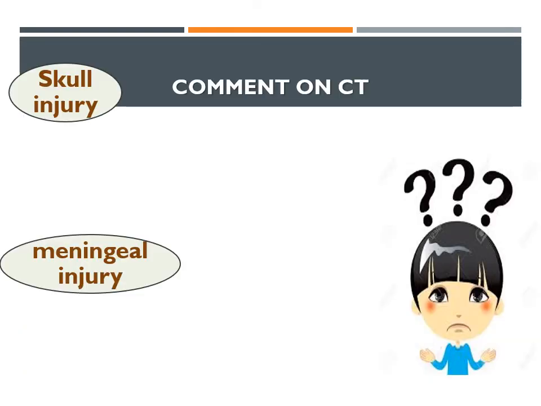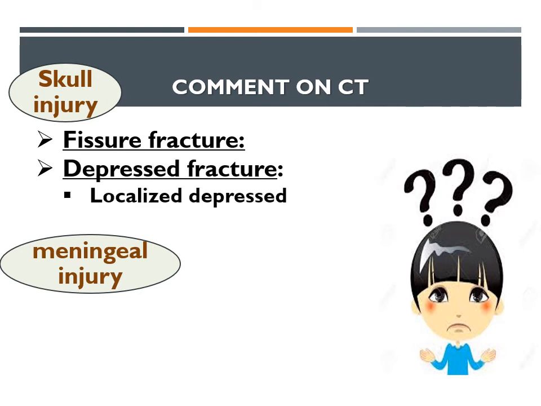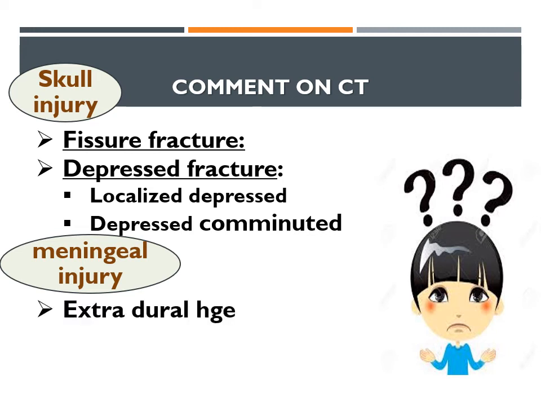At comment on CT scan, we do comment on skull injury and meningeal injury. Skull injury may be fissure fracture or depressed fracture, and this depressed fracture may be localized depressed fracture or depressed comminuted fracture. Second point is meningeal injury, and this meningeal injury may be extradural hemorrhage or subdural hemorrhage.